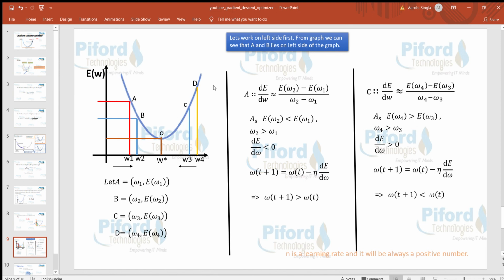So what I want to say is that by using this weight updation formula, in both scenarios, whether we are on the left or the right of the optimal point, the formula is taking us in the right direction. We are always moving towards the optimal point. So this is what the gradient descent optimizer is. Thank you.